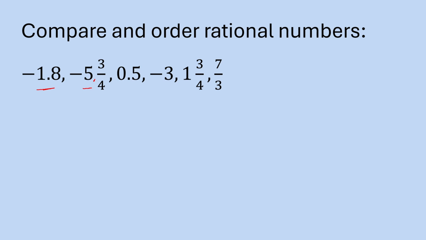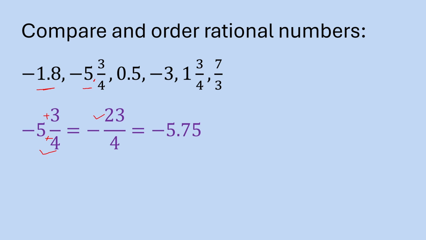We can convert in another way also. We will convert these mixed fractions to improper fractions. So 5 multiplied with 4 is equal to 20 plus 3. That means the numerator is 23 and the denominator is 4. Its value is negative 5.75.